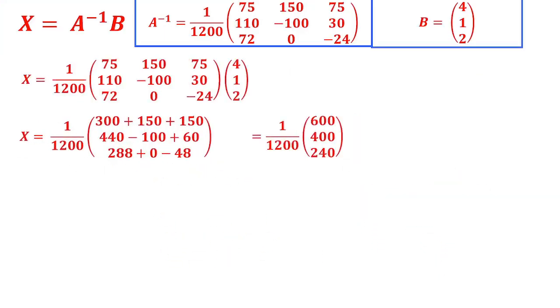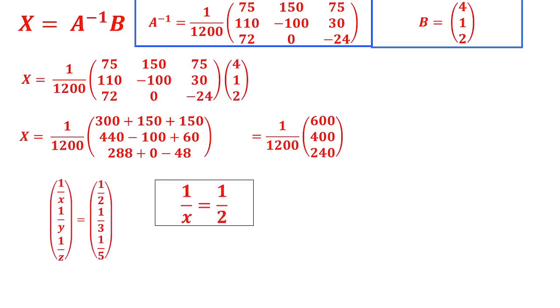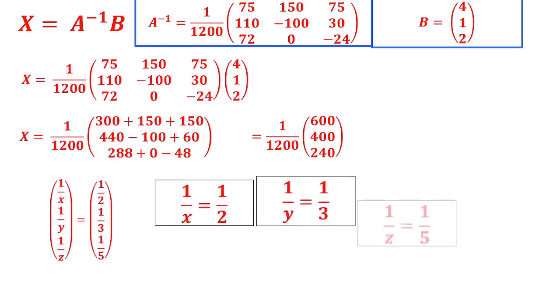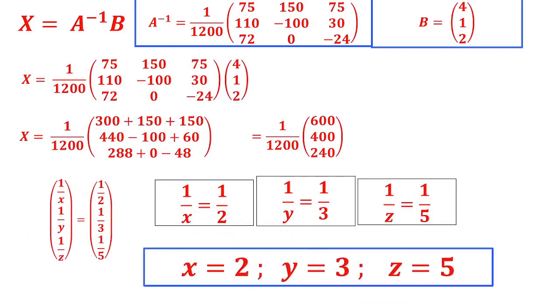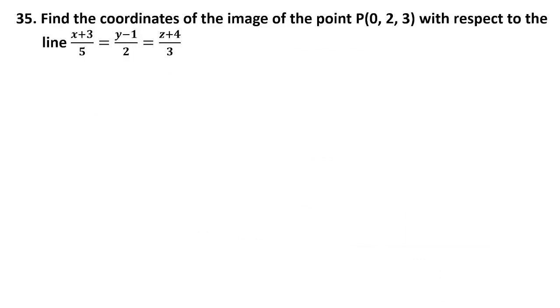I am substituting now. I am getting 1 by x as 1 by 2, 1 by y as 1 by 3, 1 by z as 1 by 5. 235 is the answer. You have to be very careful when you are doing the calculations. Simple. Go to question number 35.